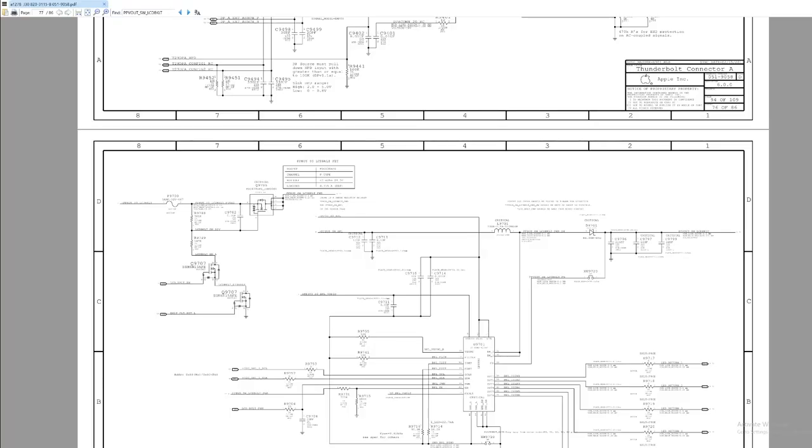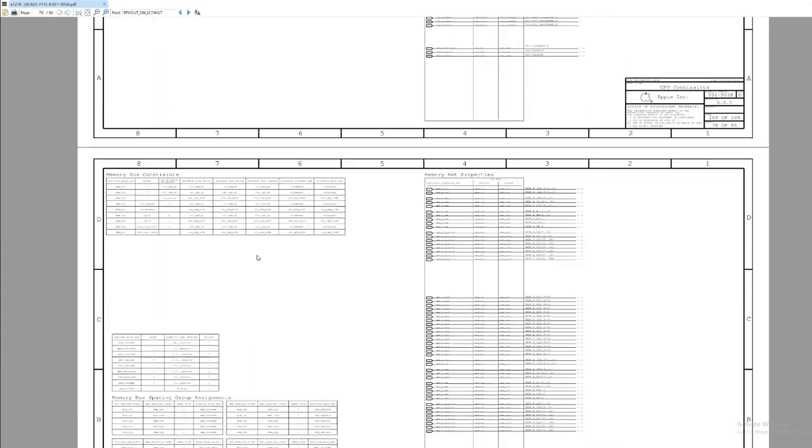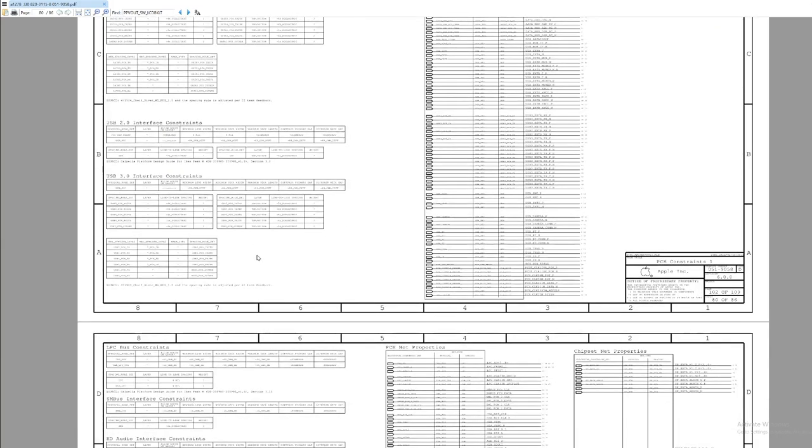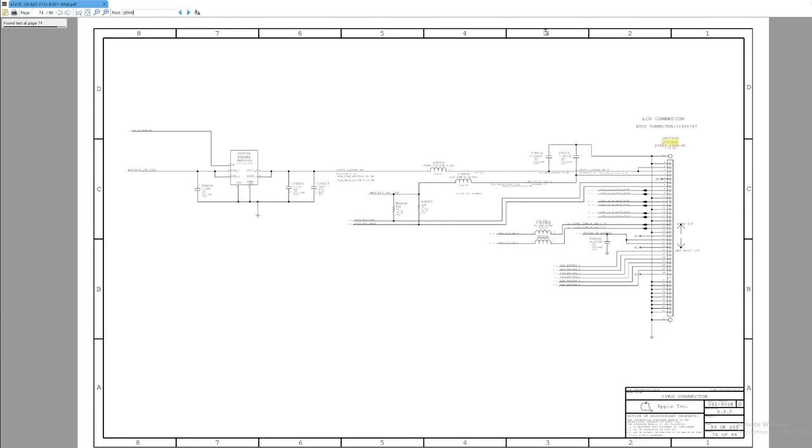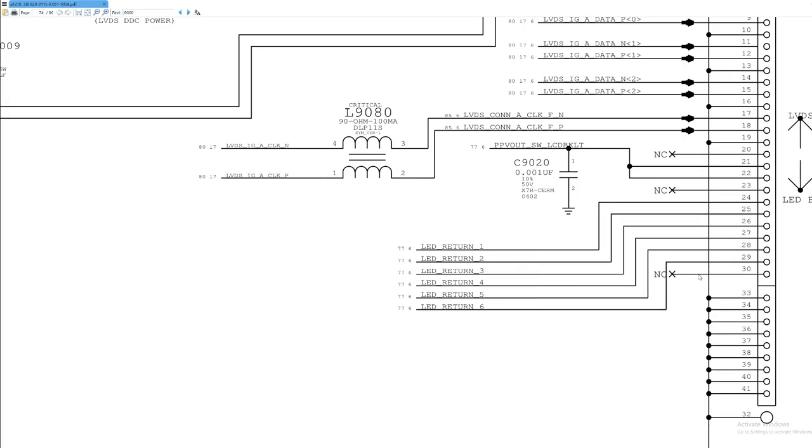All right, so this is the circuit diagram for our 2012 MacBook Pro 13-inch. This is the A23115 board. What I'm interested in is the LVDS connector. This is the connector that the screen connects to. It should be J9000, right over here. So backlight is present at pins 21 and 22. So this is what we are interested in. PPV out, SW, LCD, back LT. Where is this coming from?